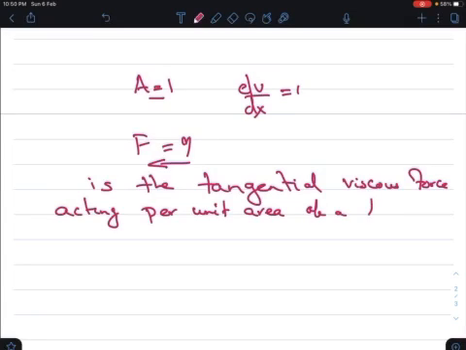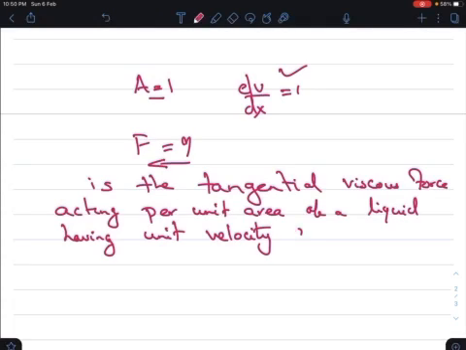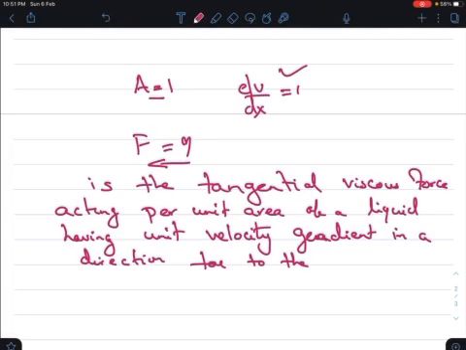of a liquid having unit velocity gradient in a direction perpendicular to the direction of flow.